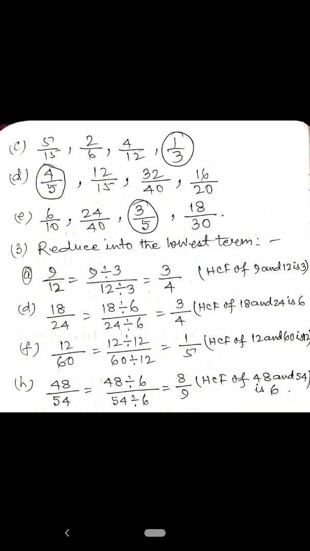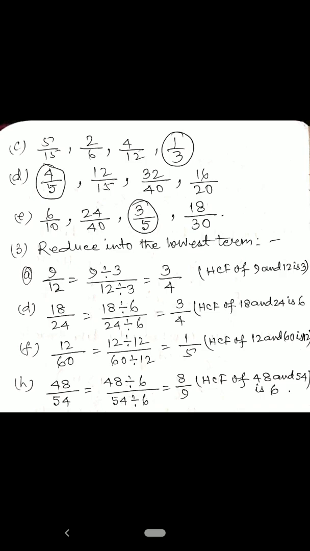Question 1C. 5 by 15, 2 by 6, 4 by 12, 1 by 3. Here 1 by 3 is in lowest terms. Question D. 4 by 5, 12 by 15, 32 by 40, 16 by 20. Here 4 by 5 is in lowest terms, in standard form or simplest form.